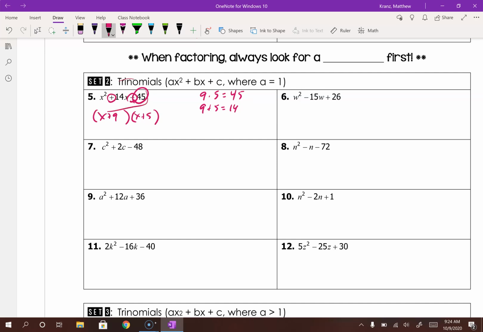Number 6, same thing. Two numbers that multiply to be 26, but add together to be negative 15. So basically, this tells you that both signs are the same, and this tells you what the signs are. So both numbers are going to be negative, and they have to add together to be negative 15. So 2 times 13 is 26, and 2 plus 13 is 15. So that works out in our thing. So I'm going to go ahead and write my w and w. I'm going to write a 2 and a 13, and this tells me they're the same, and this is what they are, negative.